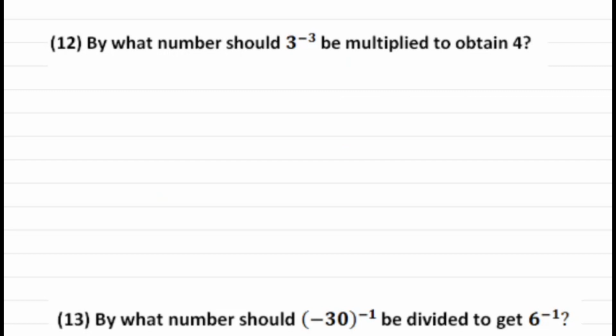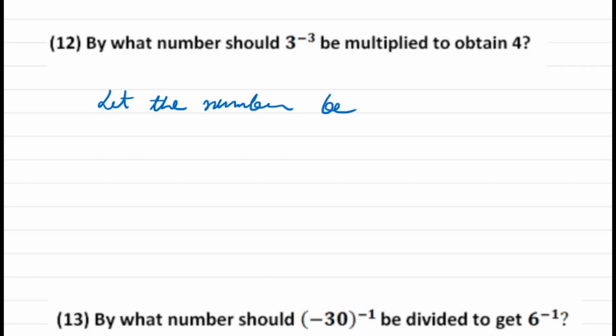Now see next question. This is of same type. By what number should this be multiplied to obtain 4? So here again, let the number be x. Now according to the question, by what number will this be multiplied to obtain 4? So it's the same as that. Multiply this, we will get 4. So you can find out x.